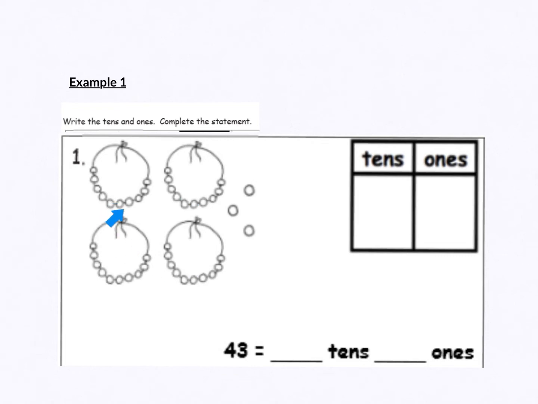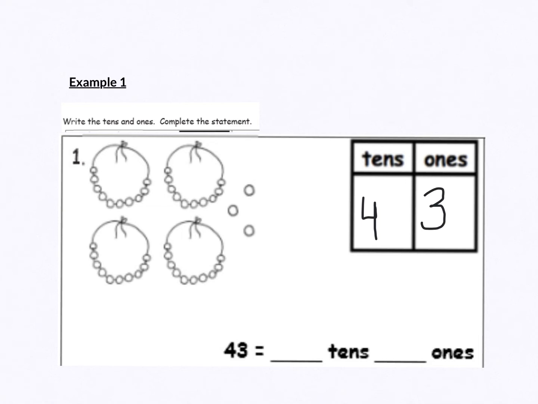Let's start with our full necklaces. On the string we have 1, 2, 3, 4, 5, 6, 7, 8, 9, 10. 10 beads on the string and 4 groups of them. 1, 2, 3, 4. So we're going to write this 4 in our tens place. Next, we're going to look at our beads right here. There are only 1, 2, 3. So we're going to write this 3 over here in the ones place.